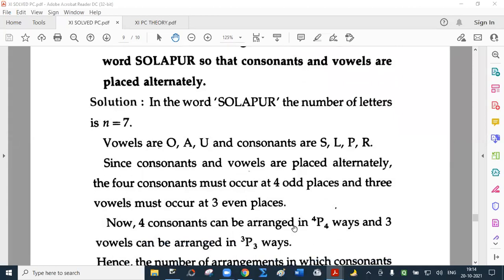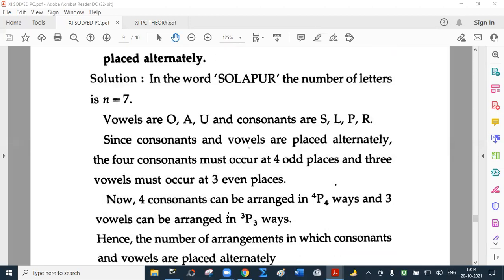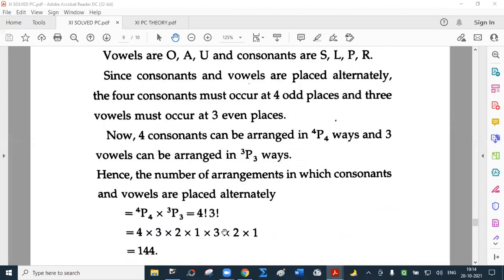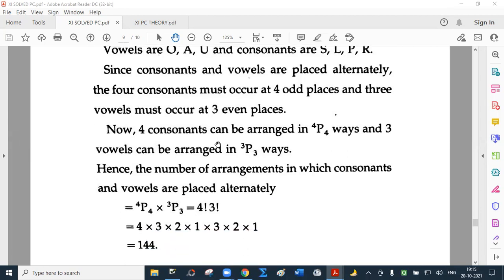Now 4 consonants can be arranged in 4P4, that is 4 factorial ways, and 3 vowels can be arranged in 3P3, that is 3 factorial ways. So the number of arrangements in which consonants and vowels are placed alternately is 4P4 into 3P3, that is 144 ways. See, you cannot say that we will start with a vowel. Not possible, because they are to be placed alternately. Is that clear? So the number is 144.